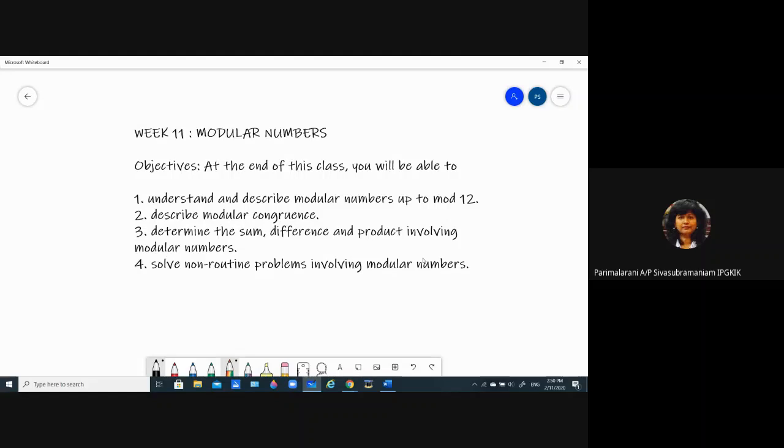Numbers and magic squares. So this week we are going to do modular numbers, and next week we are going to do magic squares. Okay. So what is the objective of today's lesson?